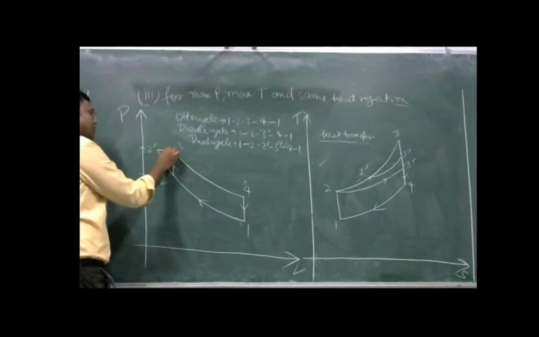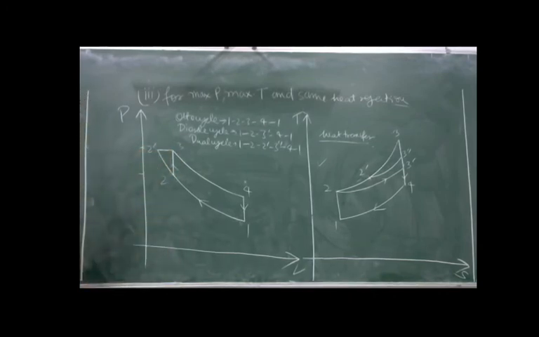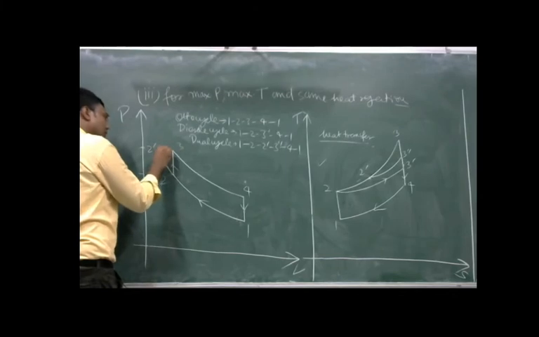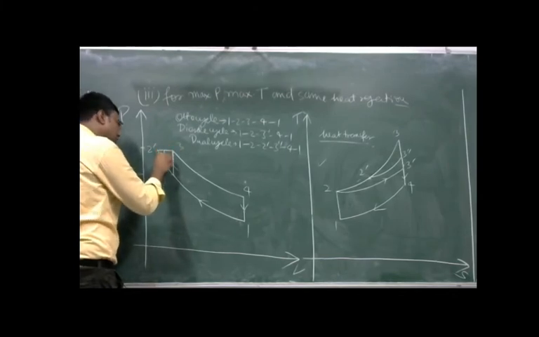For both the cycles, the maximum pressure is the same. And for the dual cycle also, we have to keep the maximum pressure the same. So the dual cycle also comes from this line only. So the dual cycle will come like this.